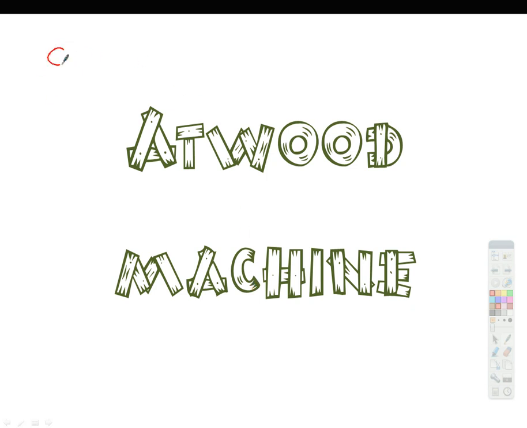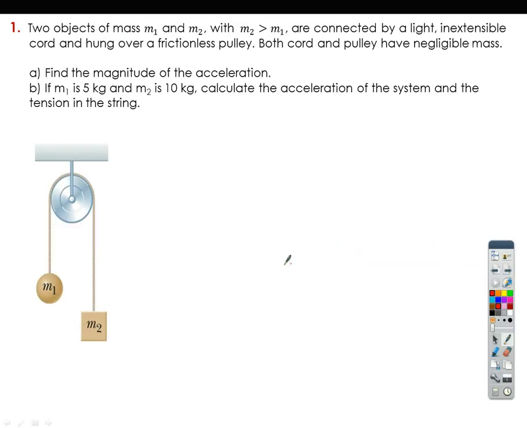We have seen that Atwood Machine is a system wherein you have a pulley and you have two masses hanging on the pulley. And remember that in this Atwood Machine, we are assuming that the pulley and the string are massless, and there is no friction. Alright, so it is our ideal pulley. Okay, let's answer number 1.